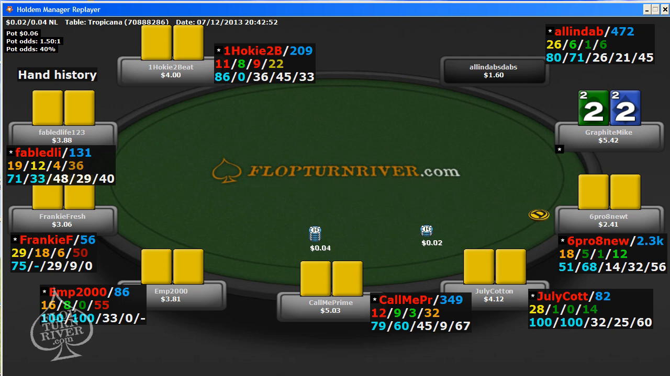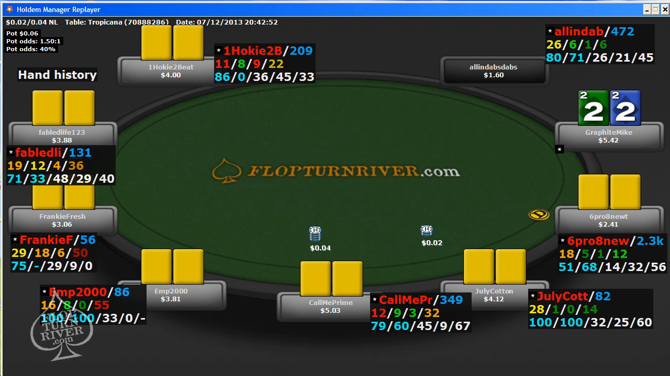Today I want to talk about using stats or using reads to make adjustments in your game. And often you can make an adjustment that seems obvious, but there are other more subtle adjustments you can make from the same piece of information. So I'm going to look at a few hands here and discuss the possible adjustments we can make based upon what we know about our opponent.